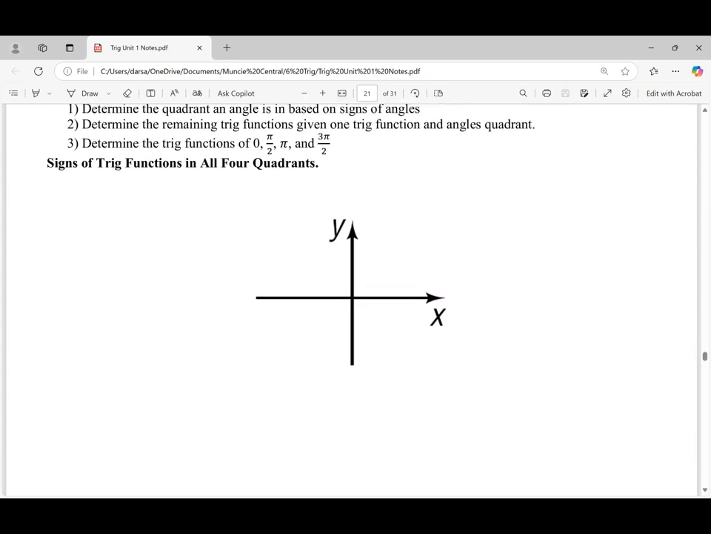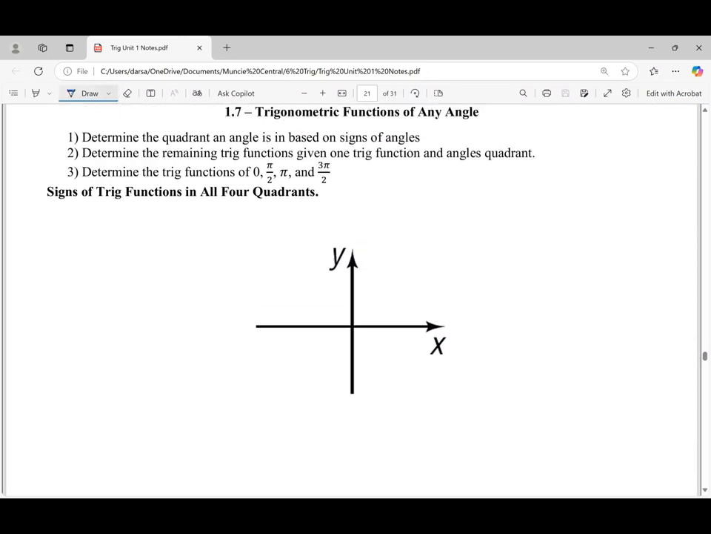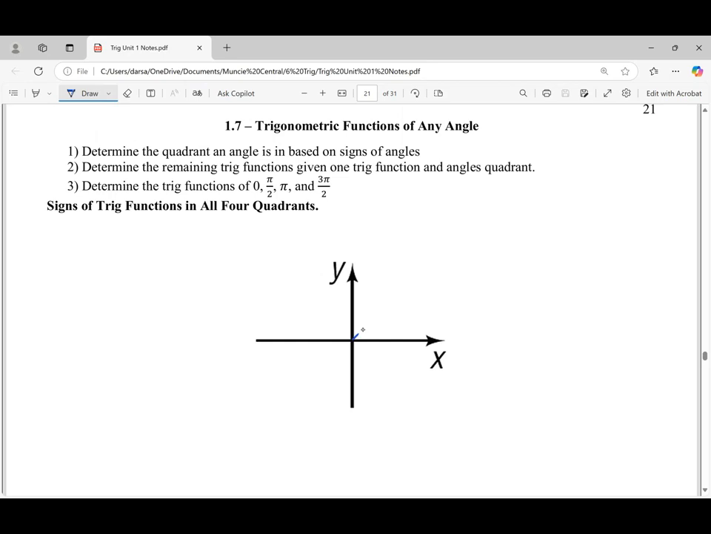So let's think about an angle theta that is in the first quadrant. The opposite side here is going to be positive because we are going up on the y-axis. And the adjacent side will also be positive because we are going over on the positive x-axis. And remember, the hypotenuse is always positive when we draw a reference triangle.